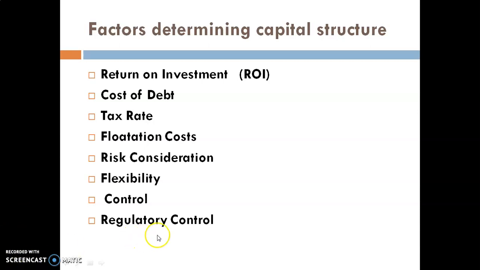Next is regulatory framework. By mistake I've written control; this should be framework. So, regulatory framework. Issue of shares and debentures has to be done within the guidelines of SEBI. And for taking loans, the company has to follow certain regulations of the bank or the monetary policies. So if the guidelines issued by SEBI are easier than the monetary policies, then it should go for equity shares, and otherwise it should go for debt.